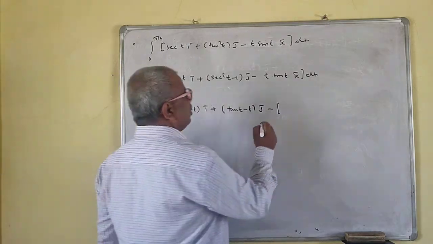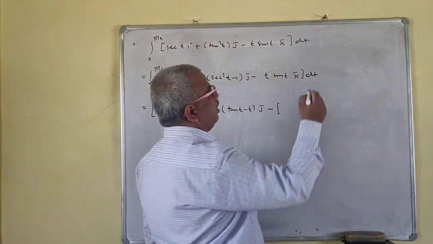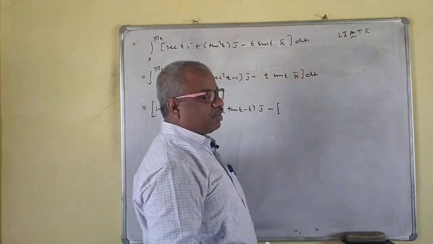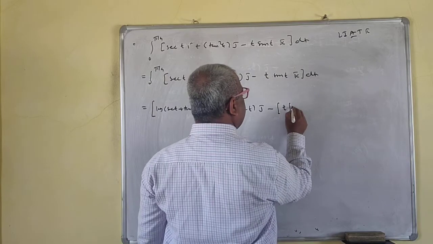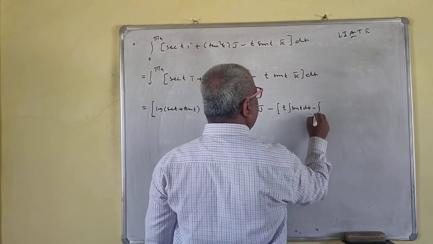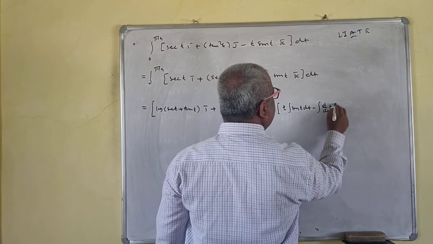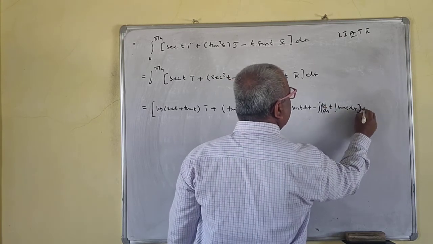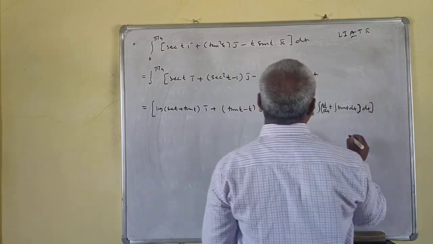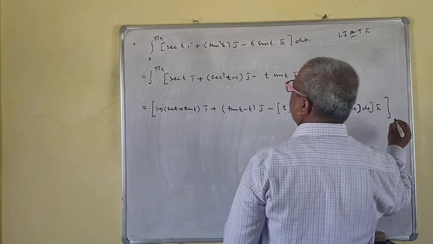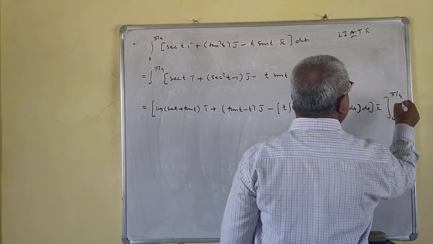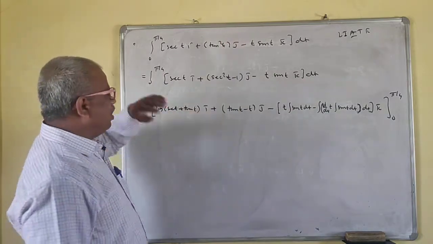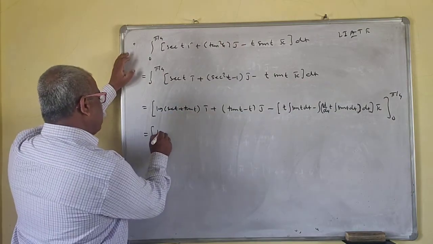Integration of this. This is what? LIATE. So algebraic is first, you have to take the t out. So t times integration of sin t dt minus d by dt of t times integration of sin t dt. Okay, so we will write an open bracket here dt. This bracket is completed and this is k bar, and this is completed from 0 to pi by 4. No need to write 0 to pi by 4 here because we are writing it commonly. Okay. So first we will simplify and then we will put the limits.